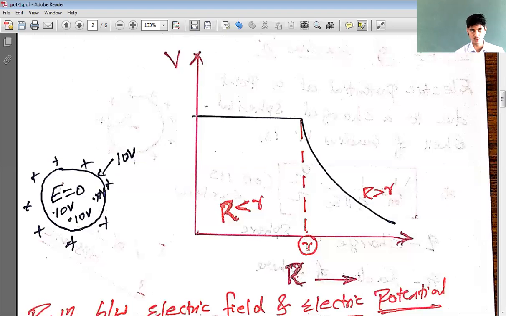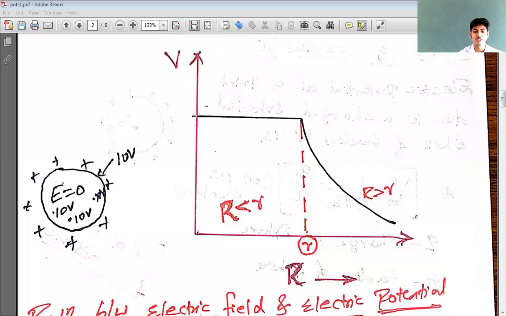At distance capital R equal to small r, where will be the point? On the surface of the sphere. Very good. At a point whose distance capital R is greater than small r, the radius ಗಿಂತ distance of point ಜಾಸ್ತಿ ಇದೆ ಅಂತಂದ್ರೆ point should be outside the sphere. So outside the sphere electric potential should go on decreasing.